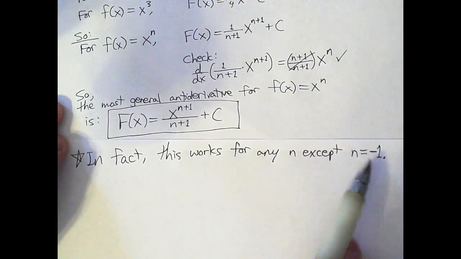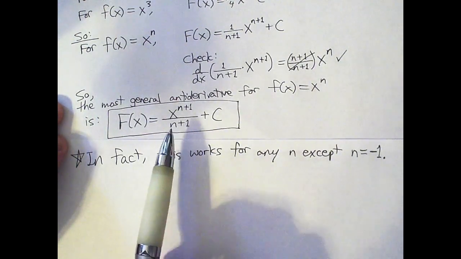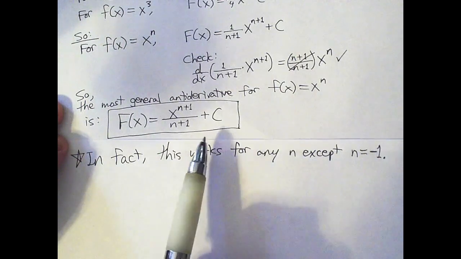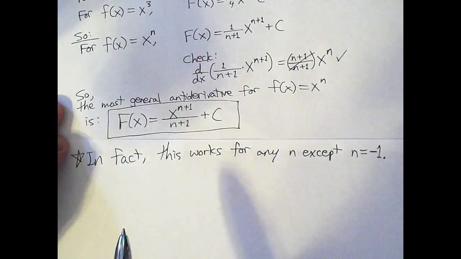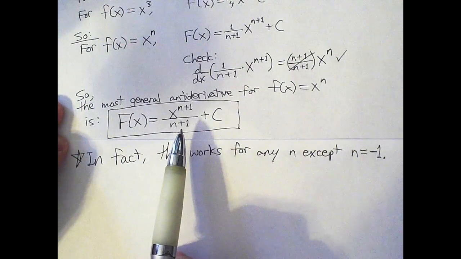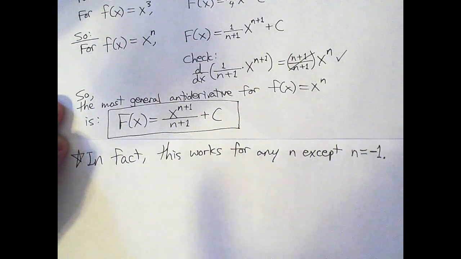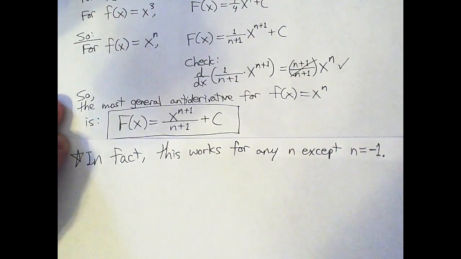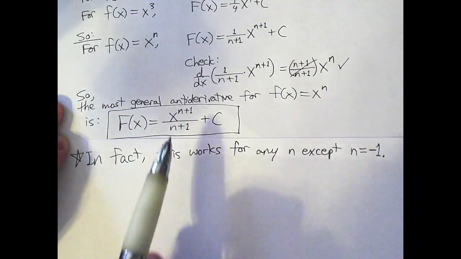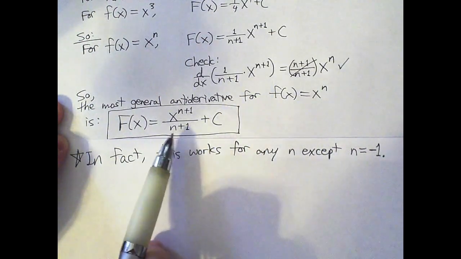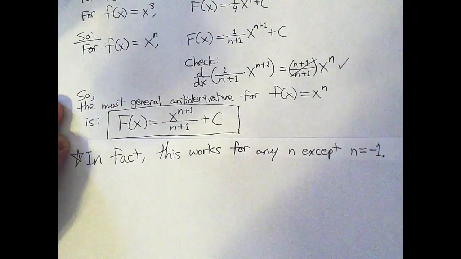Why -1? Because if we try to apply this rule with n equals -1, we'd be dividing by 0. So that doesn't seem right. So it does work for any other constant n, because with any other constant n, we're not dividing by 0. Everything is fine.